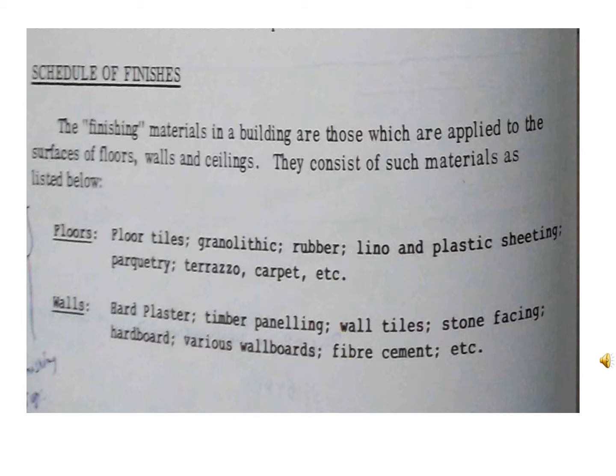The floor can be floor tiles, linoleum, rubber, lino, and plastic, steel sheeting, and parquetry, terrazzo, carpets, those are included in the floor. Wall can be there's a plaster, timber paneling, wall tiles, stone facing, plasterboard, various wallboard, fiber cement, those are included for the wall.